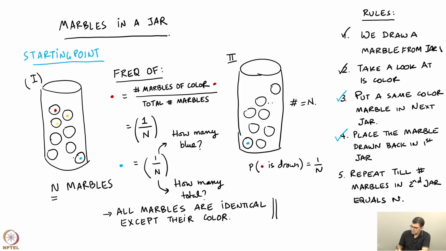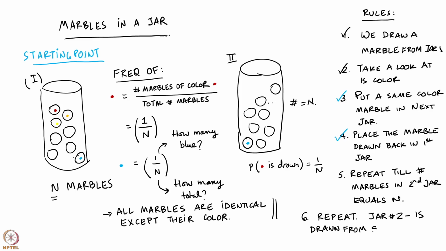So let's add one last rule, number 6. We repeated this till jar number 2 had n entries in it. After that, repeat the whole process, but now jar number 2 is drawn from and jar 3 is added to. So we forget about jar number 1.